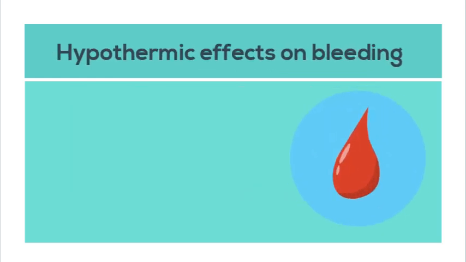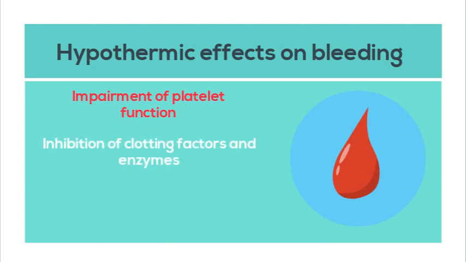So how does hypothermia affect bleeding? Firstly, we have impaired functioning of platelets. Then clotting factors and enzymes are inhibited, before finally inappropriate activation of clot breakdown processes.